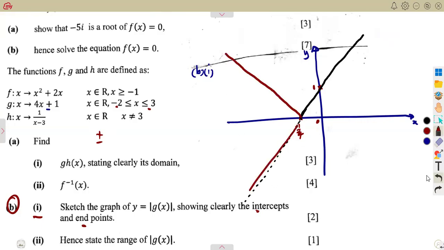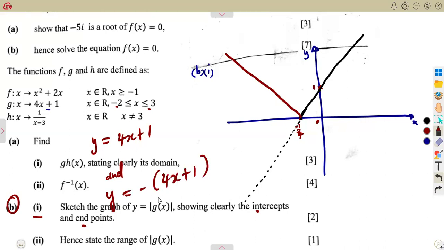Remember, these were negative. You just multiply these ones by a negative. They are now positive in the other way. This is what I'm trying to say: you are simply sketching two graphs. The graph of y is equal to 4x plus 1, and the graph of y is equal to -(4x plus 1), like this. That is what is happening, which is affected above the x-axis. That is the only condition now, above.